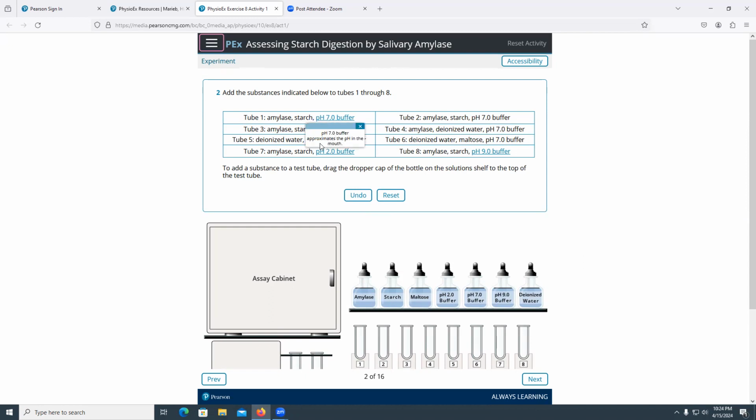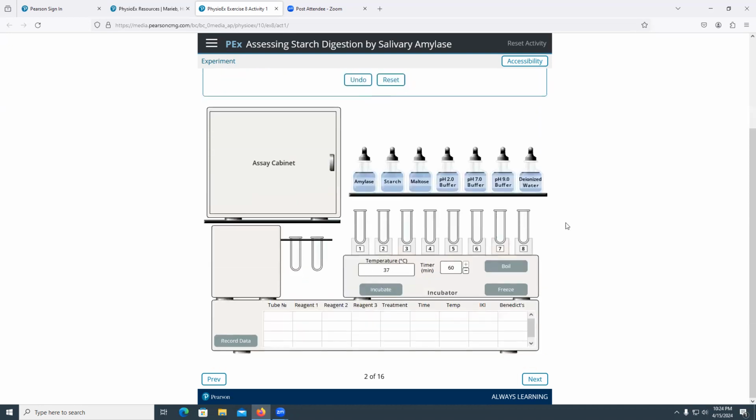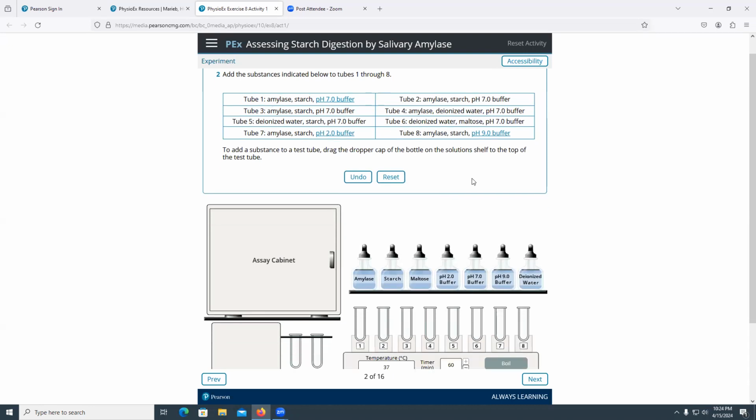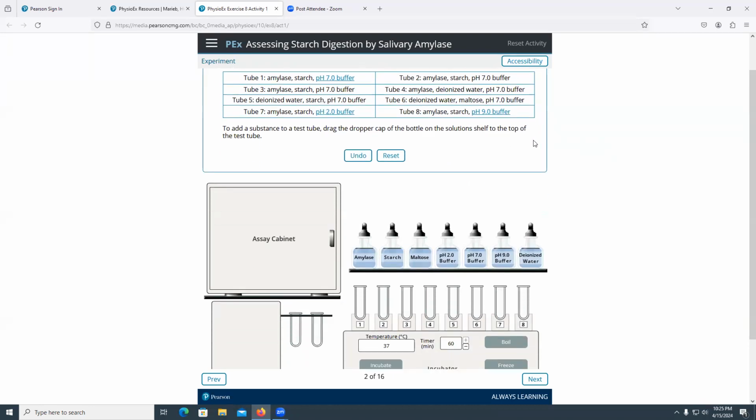pH 7 buffer approximates the pH in the mouth, while pH 2 buffer approximates the pH in the stomach. And tube 8, amylase, starch, pH 9 buffer approximates the pH in the small intestine. So that resembles the intestine. I have 8 tubes here, and I have to make each tube with this content. So tube number 1 is amylase, starch, and pH buffer 7. So take 1 drop of amylase, and then 3 drops of starch, and then buffer pH 7.